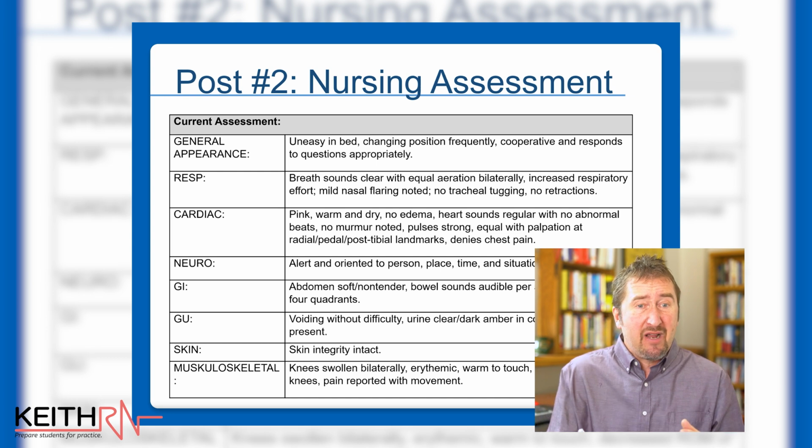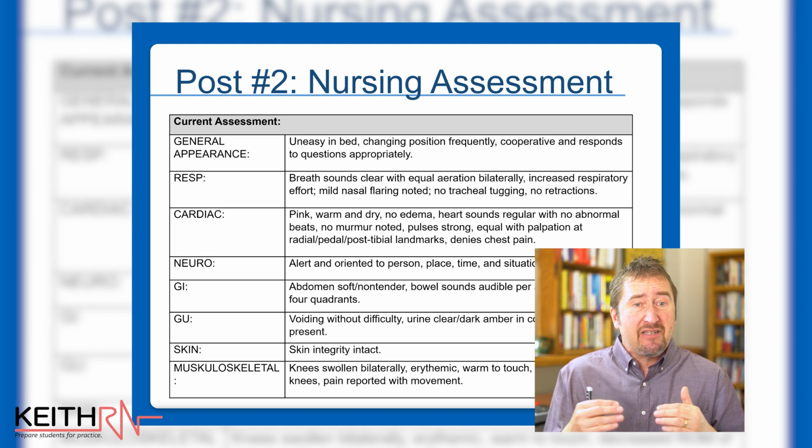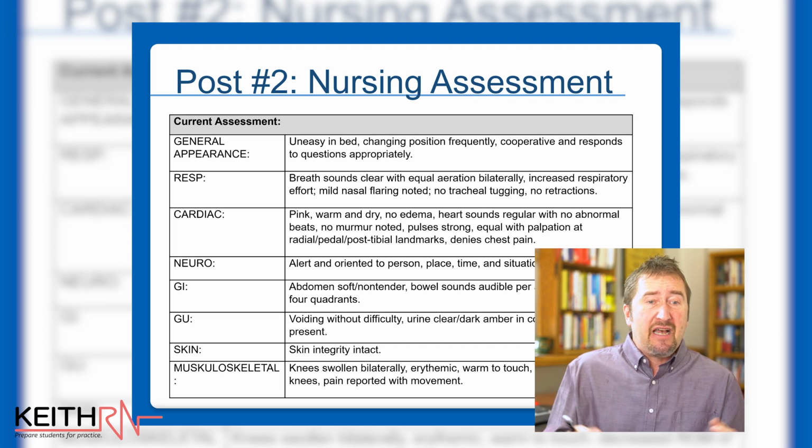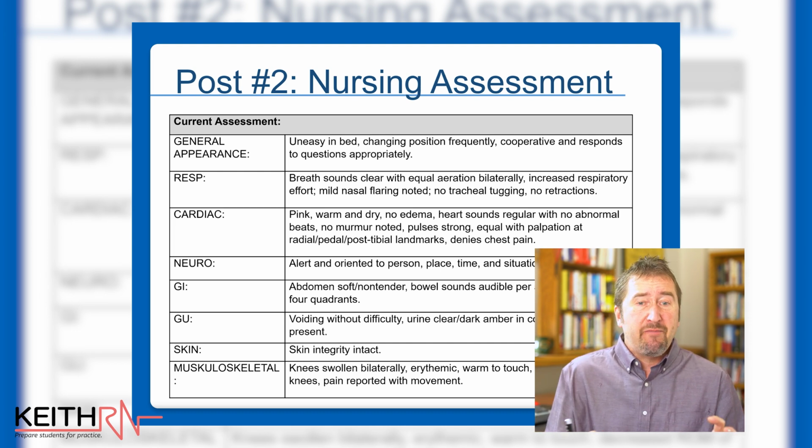She's pink, warm, and dry. She's alert and oriented to place, and her abdomen is soft and non-tender. Bowel sounds are audible per auscultation. She's voiding without difficulty. Her knees are swollen bilaterally, warm to touch, with decreased range of motion. What could that possibly mean?